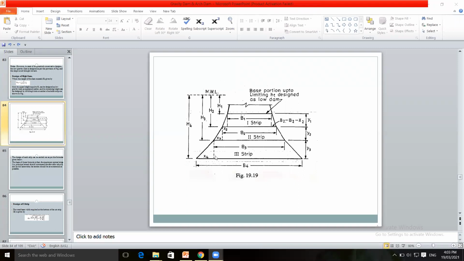Then the distance between these strips, difference of this top width and bottom width, it is shown by x2, x3. On the right side, b2 minus b1 minus x2. So first strip having width, top width b1, bottom width b2.